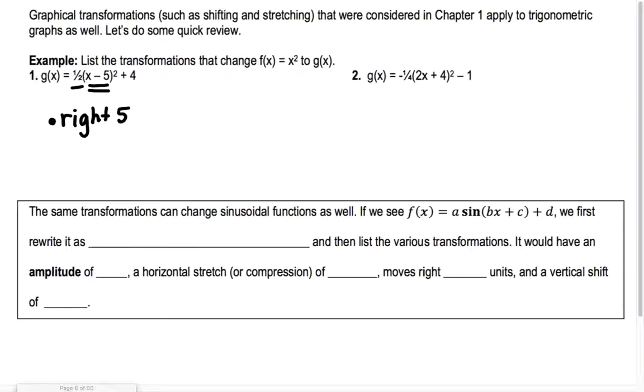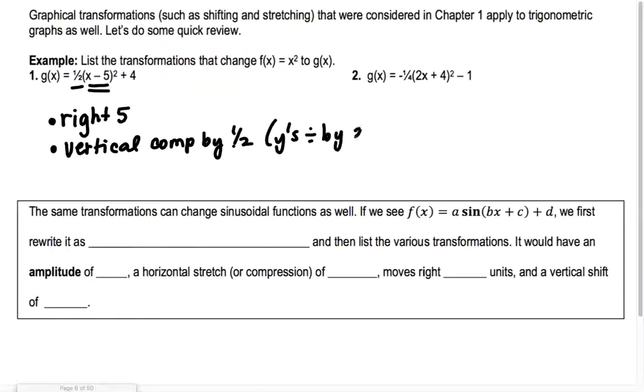What about the 1/2 out front? Vertical compression. Yeah, Greta's on it. Are the rest of you guys on it? So it shrinks it down. All the y values are divided by, so y's divided by 2. How about the plus 4 on the end? Up 4, exactly. You guys have done this. Okay. All right, but it gets a little bit tricky.